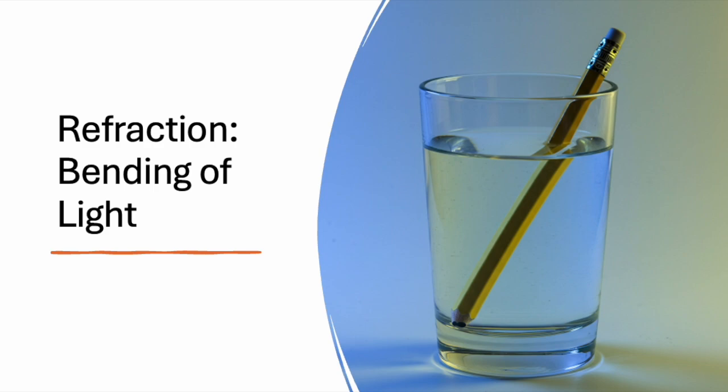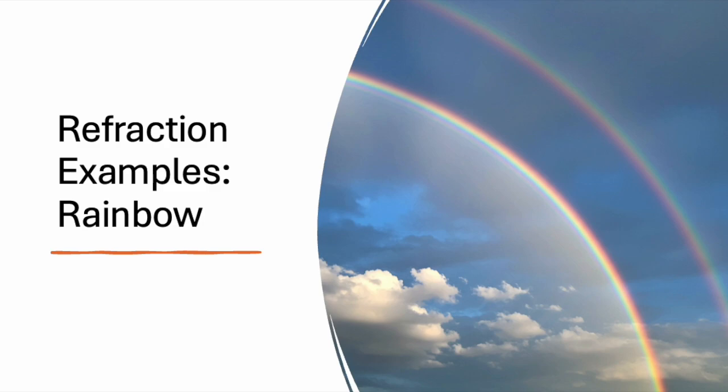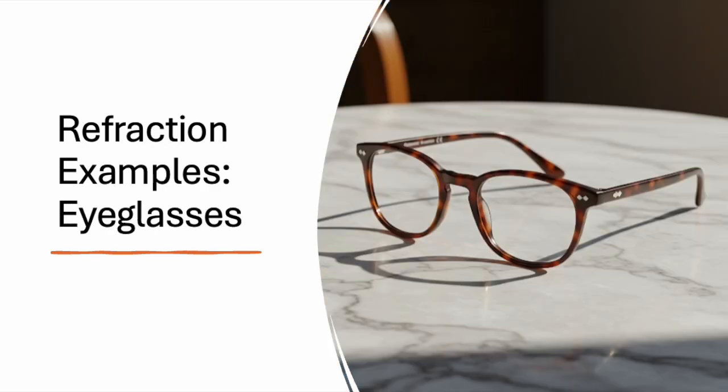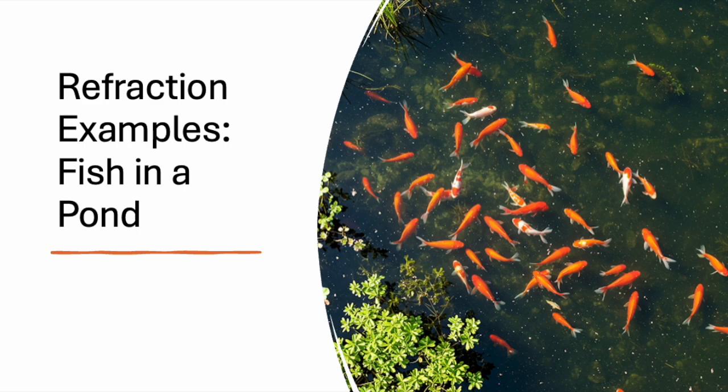Refraction happens all around us. Rainbows are formed when sunlight passes through raindrops. The water droplets refract the sunlight, separating it into all colors of the rainbow. Eyeglasses and magnifying glasses use curved pieces of glass or plastic to refract light and help us see more clearly. Fish are not exactly where they appear to be because of refraction. The light from the fish bends as it travels from the water to our eyes.